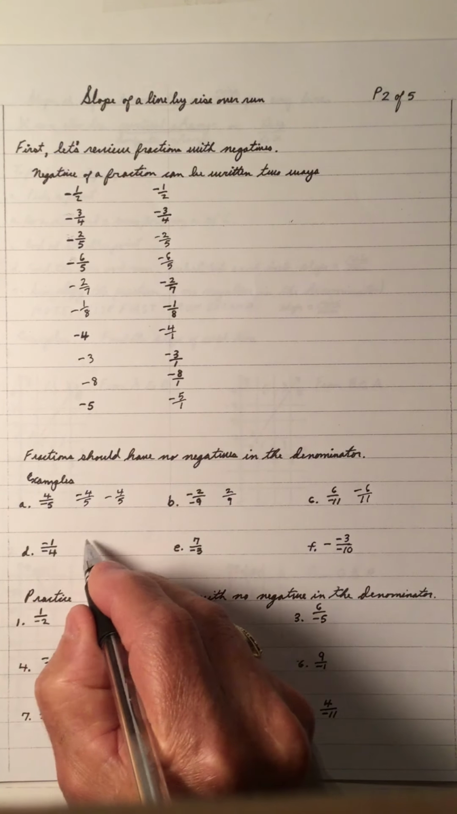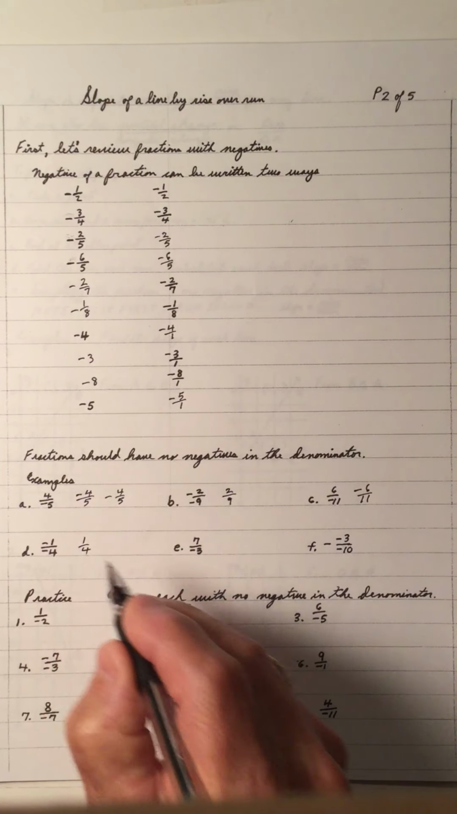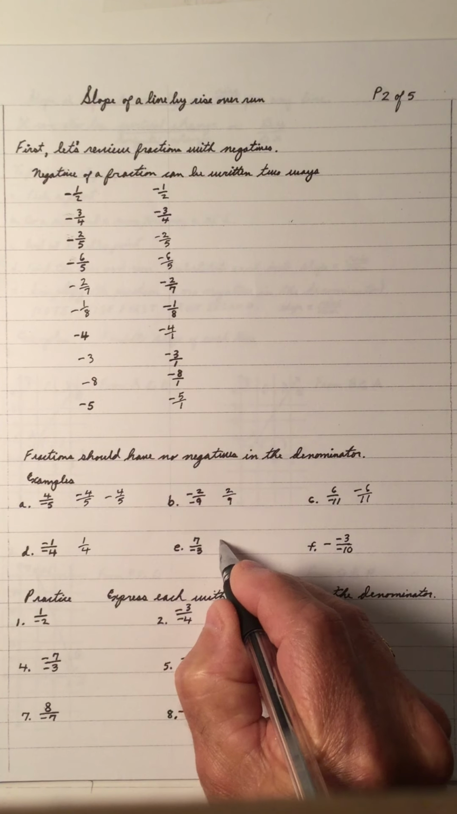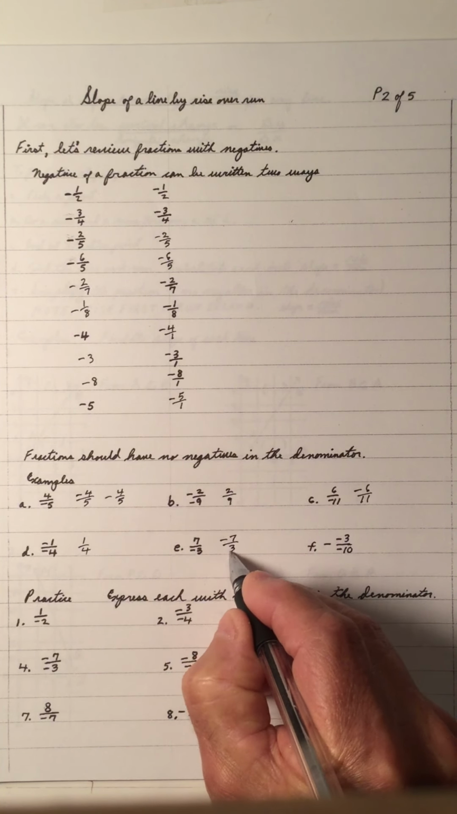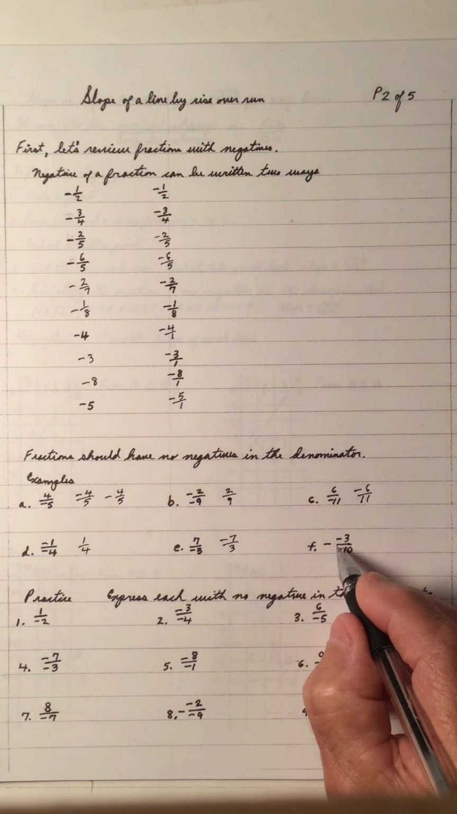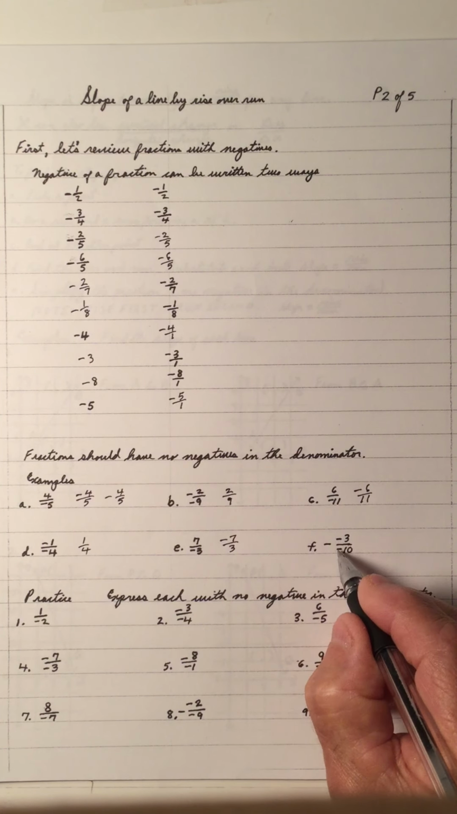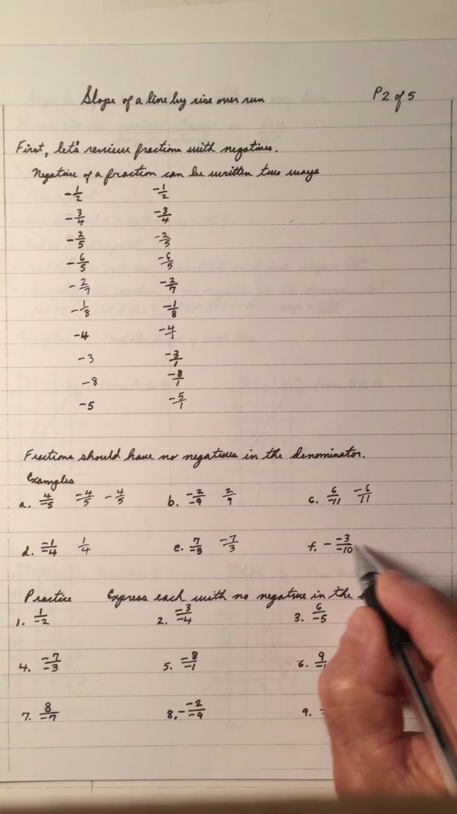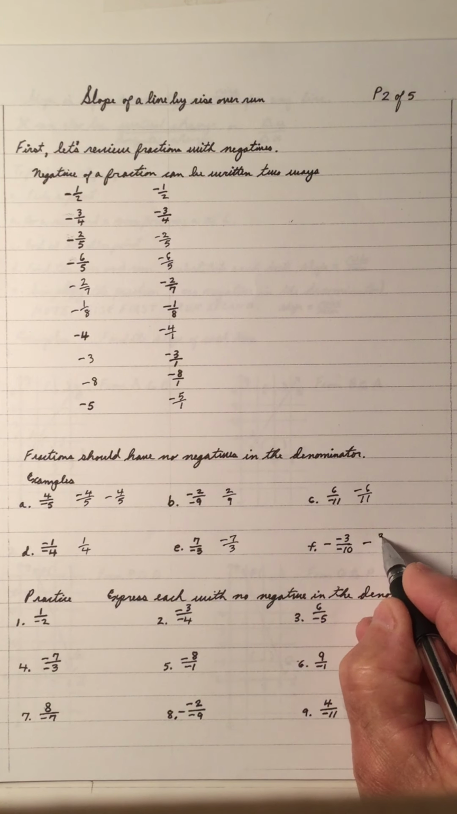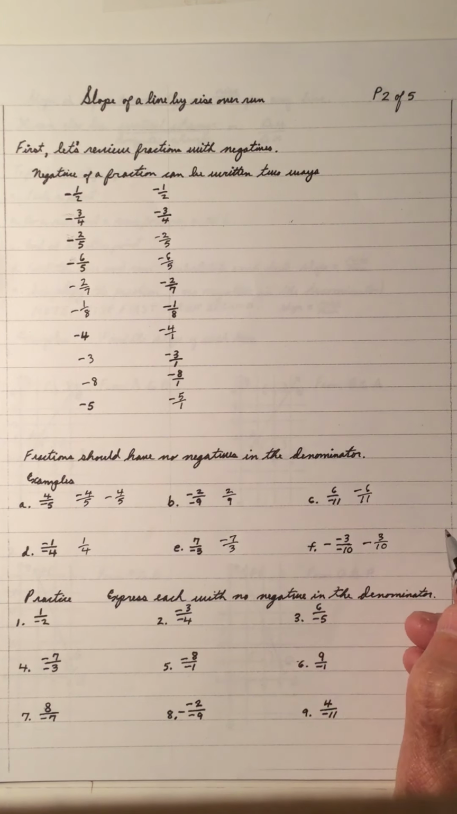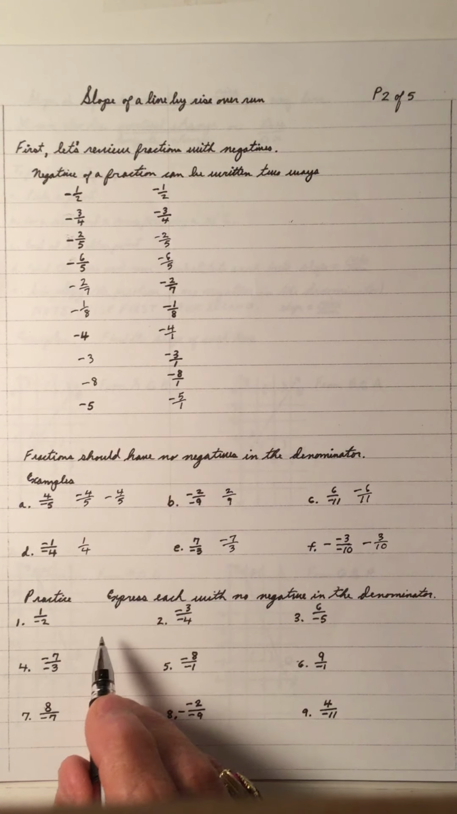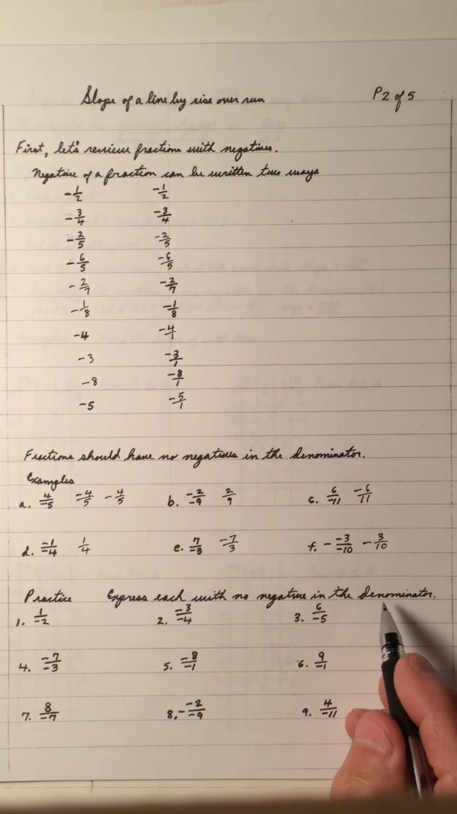Two negatives become a positive, so it's just 1/4. And that's a negative 7 over 3. And in this one, the two negatives cancel out, so the three negatives are still a negative 3 over 10. Practice: express each with no negatives in the denominator.